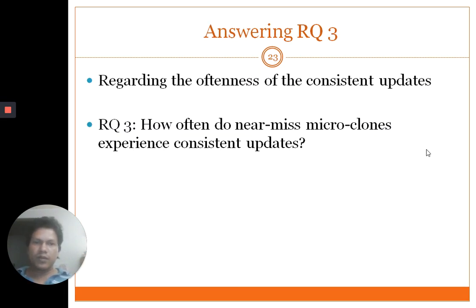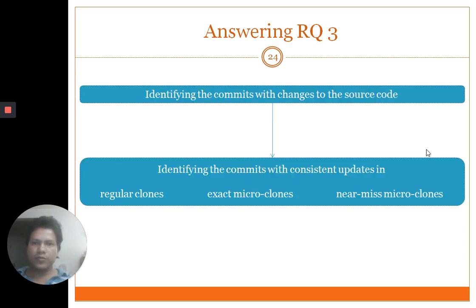Now we answer our third research question, which is regarding the openness of the consistent updates in regular code clones, exact microclones, and in near-miss microclones. So the question is, how often do near-miss microclones experience consistent updates? For answering RQ3, we first identify all the commit operations where there are some changes to the source code. And then we identify which of the consistent updates occurred in which commit operations.